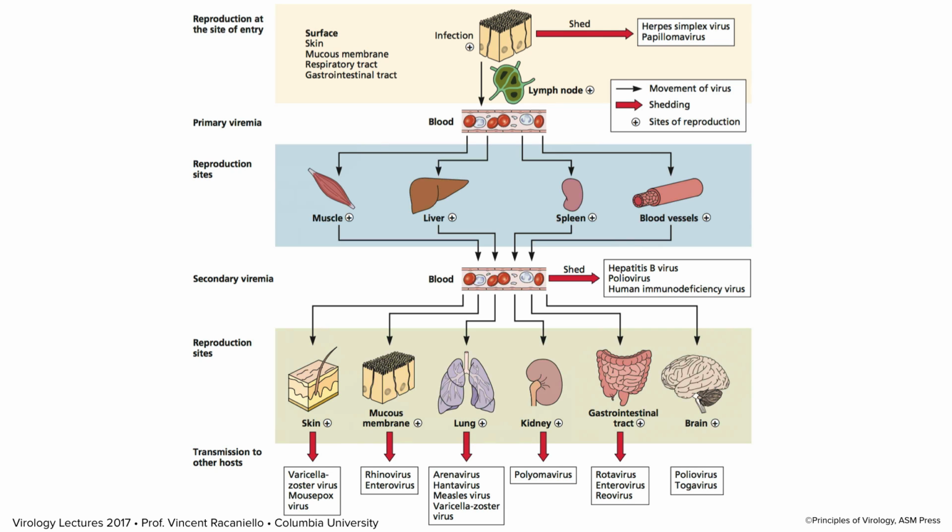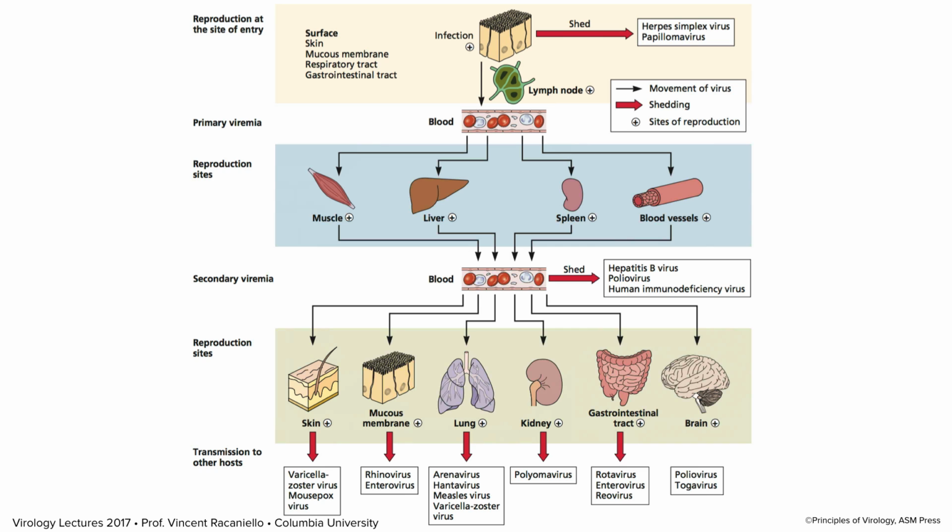And then typically the characteristic disease of the virus involves multiplication at these secondary sites. So for example, poliovirus would be reaching the brain and spinal cord and causing paralysis after a secondary viremia. And here at the bottom are different viruses that target different organs. Rotaviruses would target the GI tract and cause gastroenteritis. So it's a nice summary of the different ways that viruses can spread.